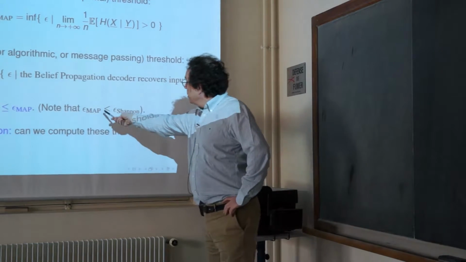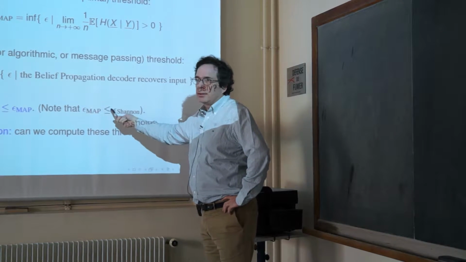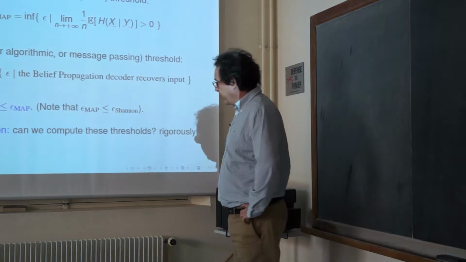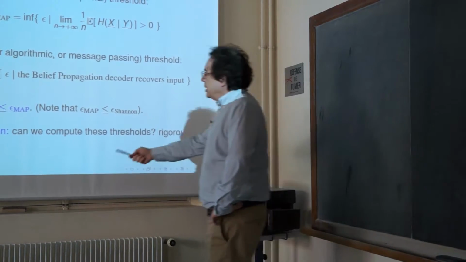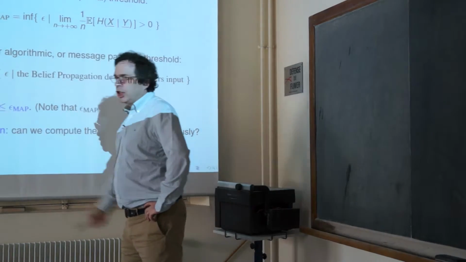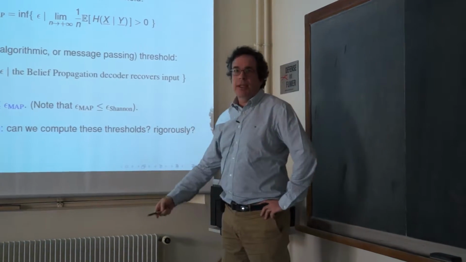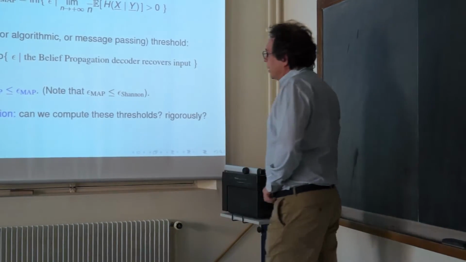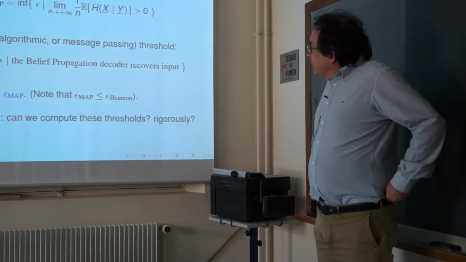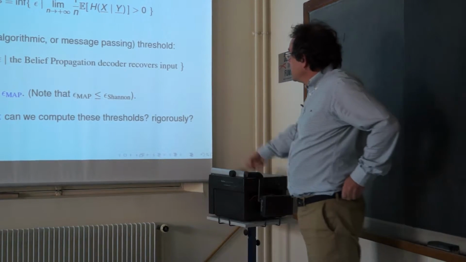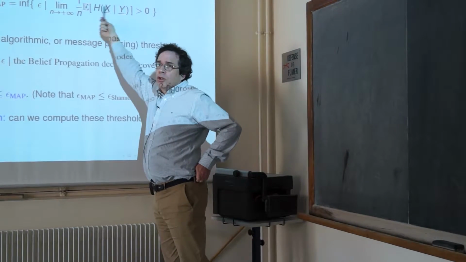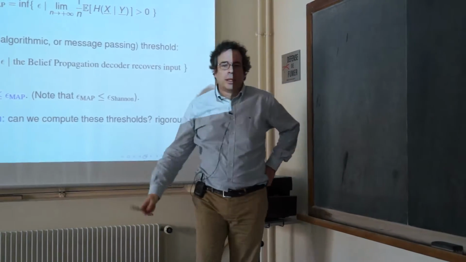So epsilon map is strictly less than Shannon. It should be a strict inequality here. Sometimes it may happen that these two coincide, but generally the inequality here is also strict. So think of strict inequalities here. So one basic question is, can we compute these thresholds? Can we even compute this function completely?